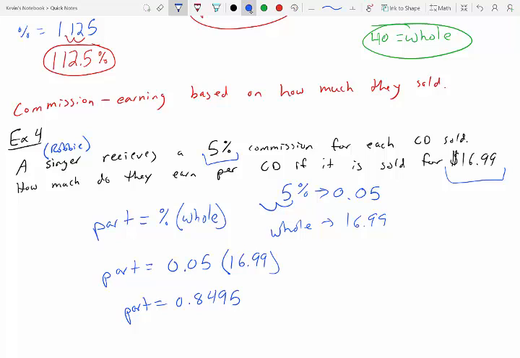0.8495. And since we're dealing with money, we have to round this appropriately. So money always has 2 decimals, so we round it 0.84. Look to the right, there's a 9, so 0.85. Put a label. So how much do they earn per CD? They earn 85 cents per CD.